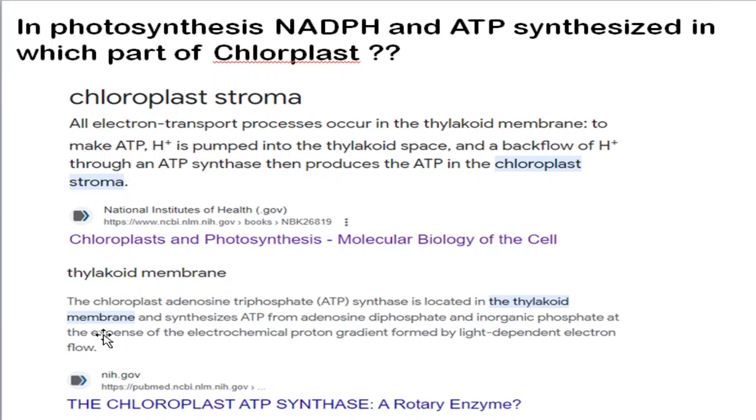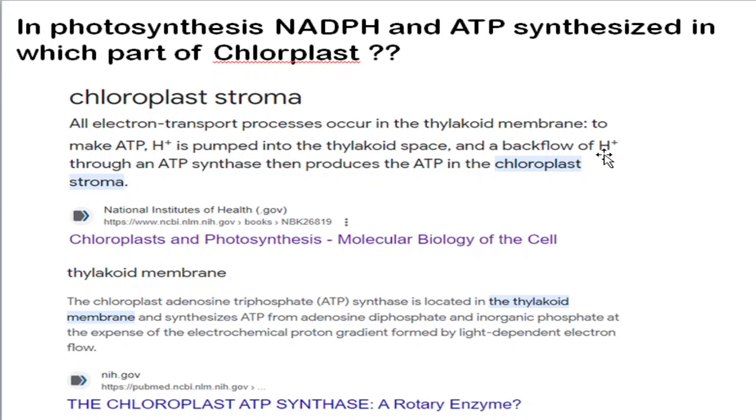Next, in photosynthesis, NADPH and ATP are synthesized in which part? Whether they are asking the location or where it will be synthesized. Regarding ATP synthase, it is located in the thylakoid membrane. Here you can find all the transport mechanisms involved in photosynthesis occurring in the thylakoid membrane. H plus will be pumped into the thylakoid space, and the backflow of H plus through ATP synthase will produce ATP in the stroma. So ATP will be produced in the chloroplast stroma.